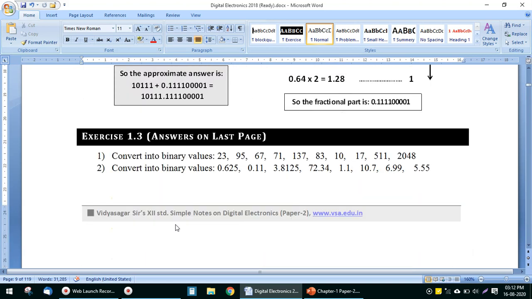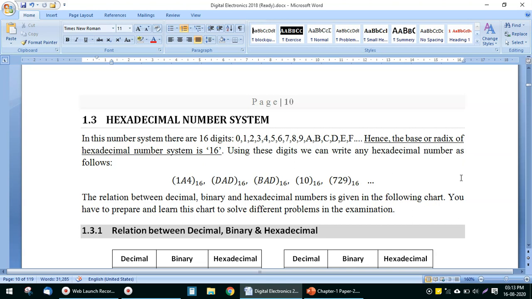You have to solve this exercise 1.3 and its answers are given on the last page of this chapter. Convert these values and then convert these values also. These are the integer values and these are the fractional values as well as mixed values. This is a fractional value simply, but this is a mixed value, this is a mixed value, and this is a mixed value. All these values are mixed decimal numbers, and you have to solve this exercise. Now we come to the next topic, that is the hexadecimal number system.